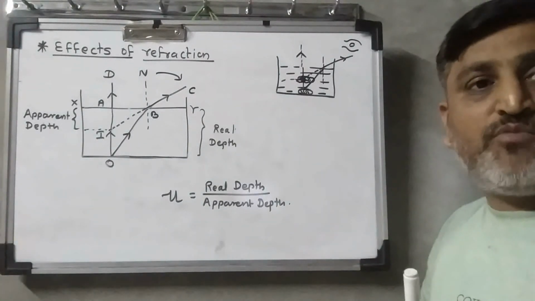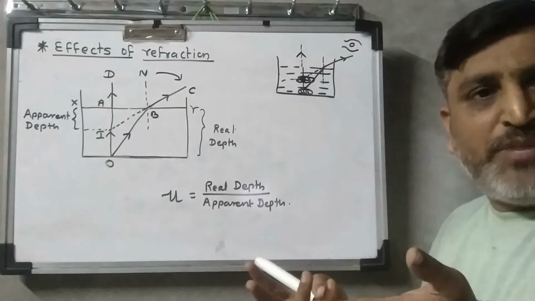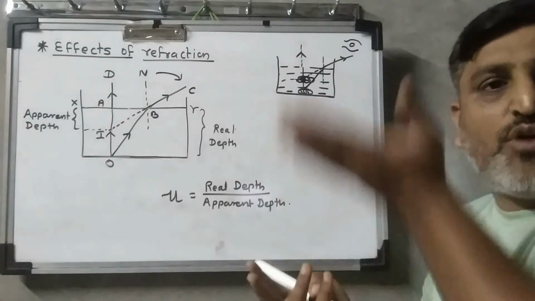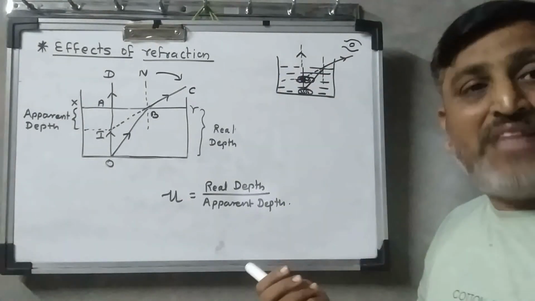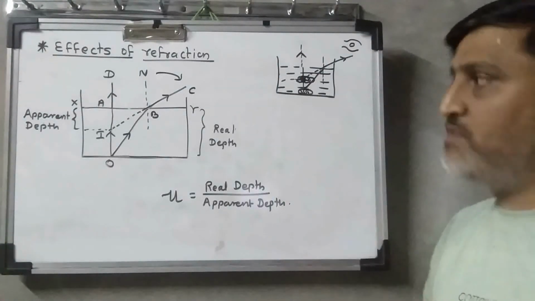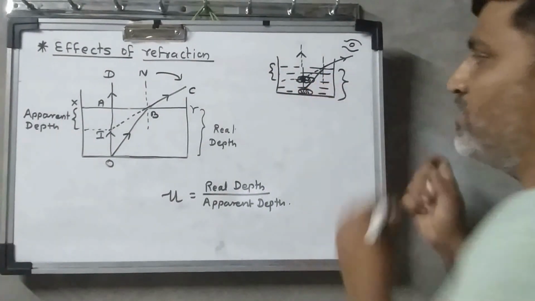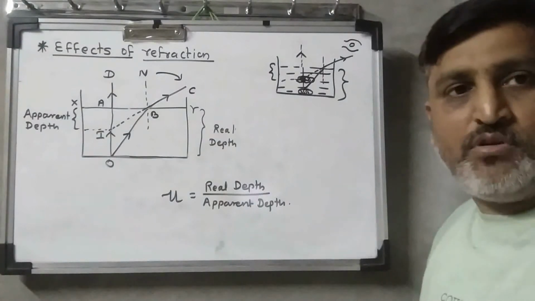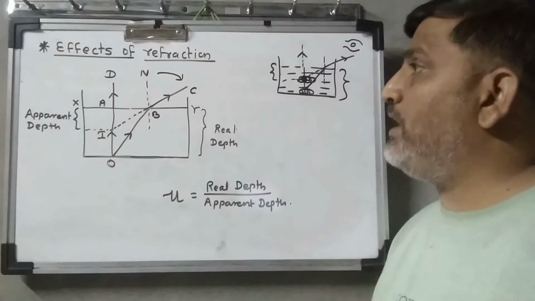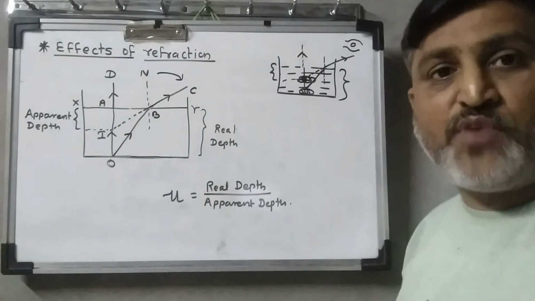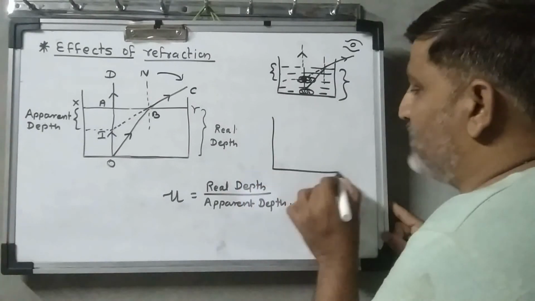And this is because of what? The coin is not actually displaced, but due to the refraction the coin can be seen at a certain level above where it actually is, right? So this is nothing but the apparent depth, and this is known as the actual depth.